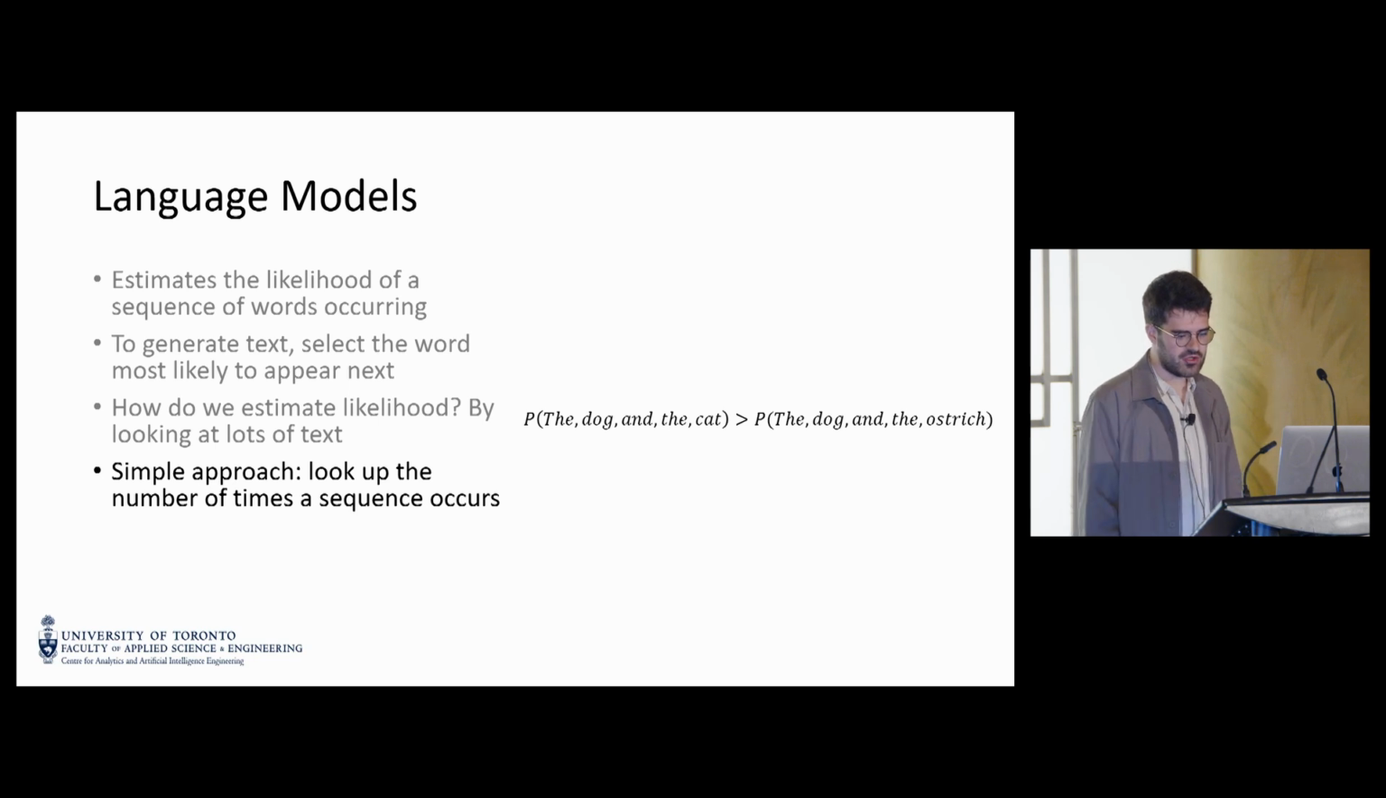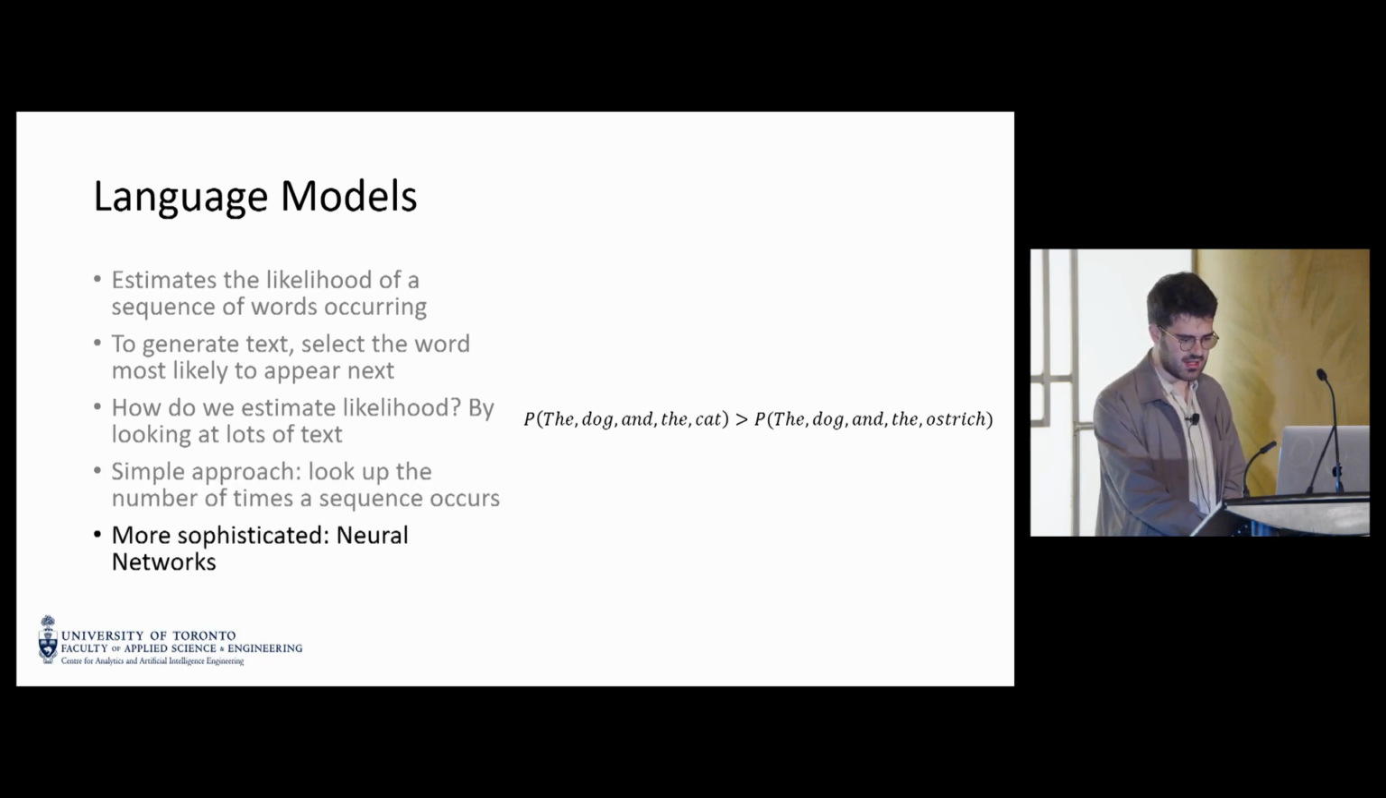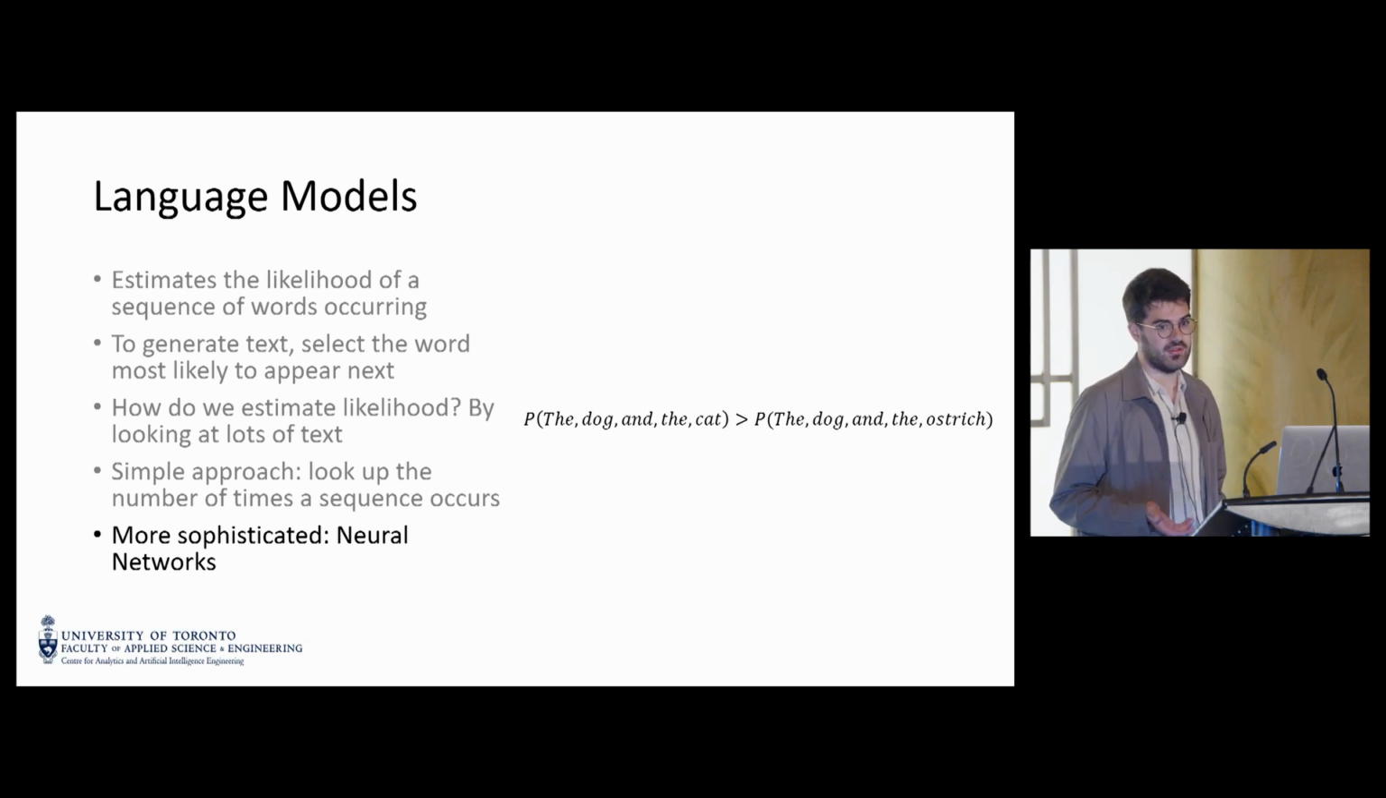A very simple approach is, for some given sentence, we can look up the number of times that sequence occurs in a reference data set. Of course, this approach isn't very sophisticated, and it quickly runs into the issue of requiring more and more data the longer the sequence we want to evaluate is. So there's many more sophisticated approaches, and in the last few decades, those have largely revolved around neural networks.